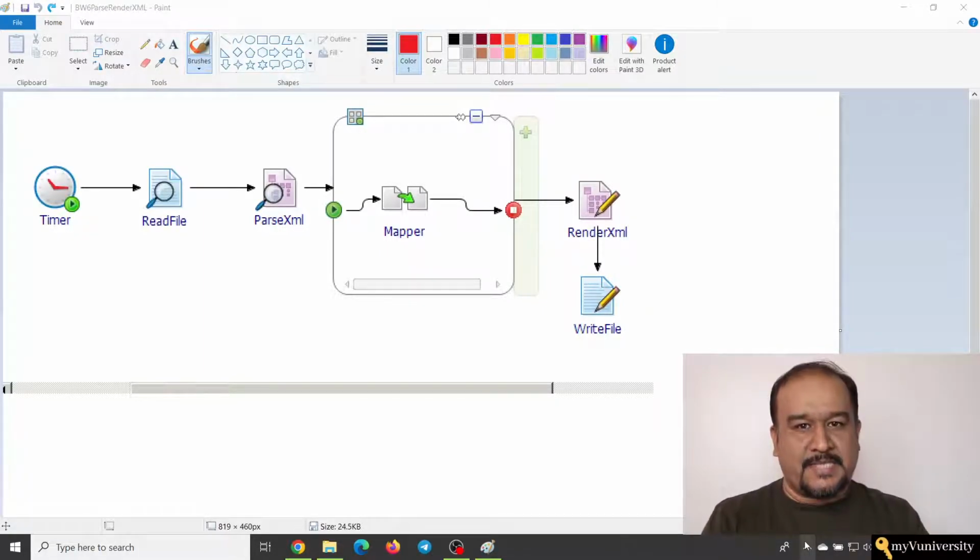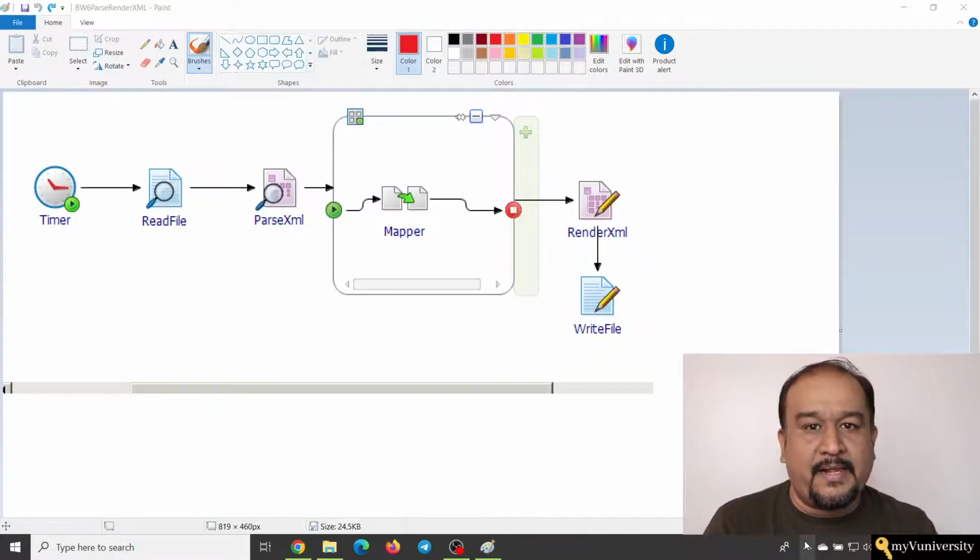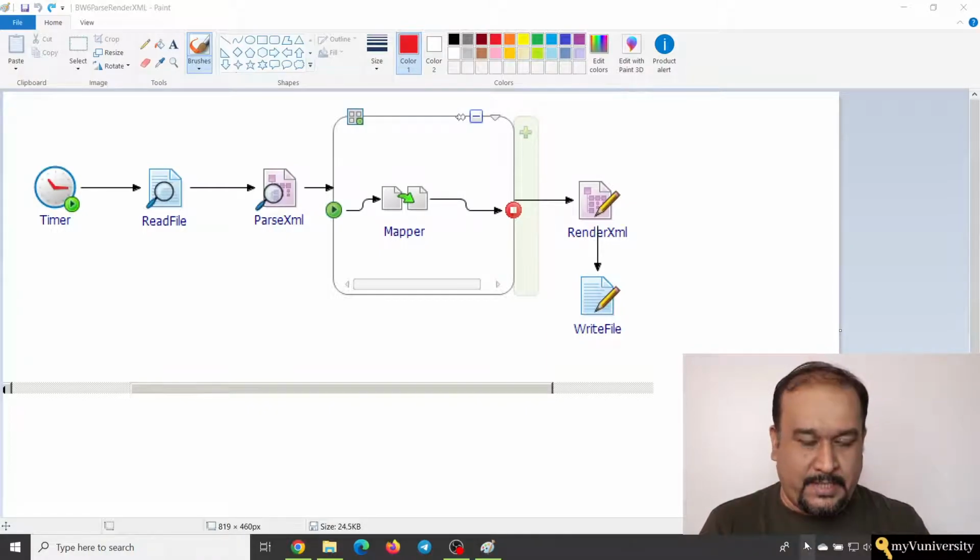Hello friends, Sam here. So today what we will be talking about: there is one question, what exactly is the difference between Parse XML and Render XML activities in Tibco BW6.